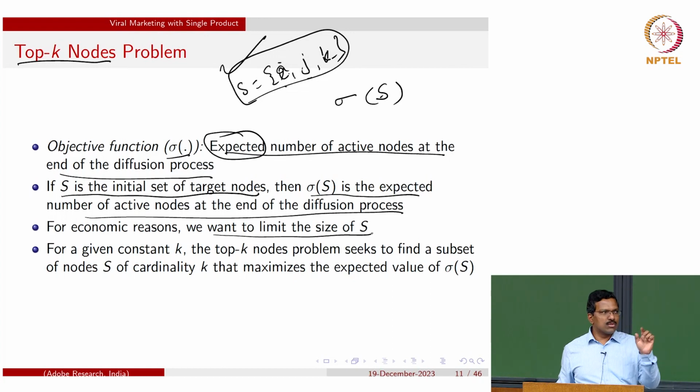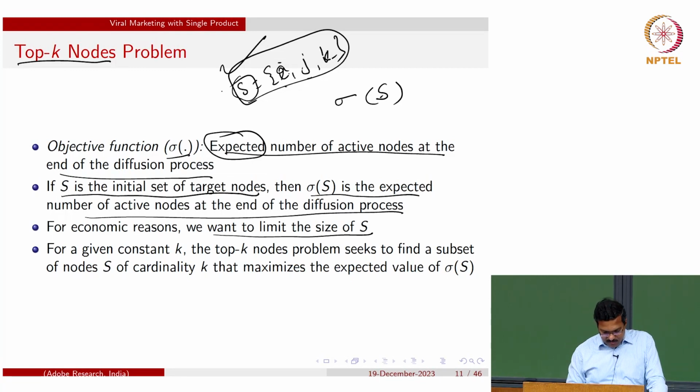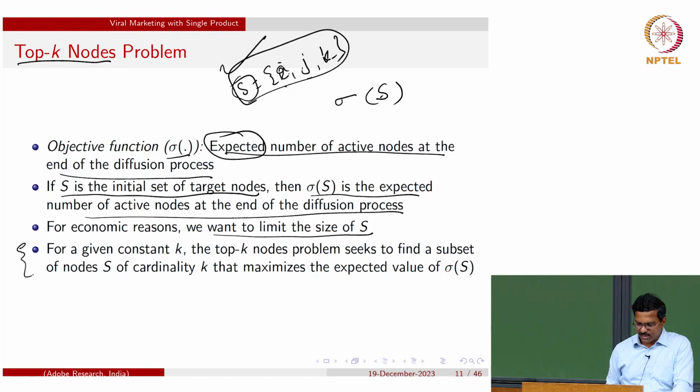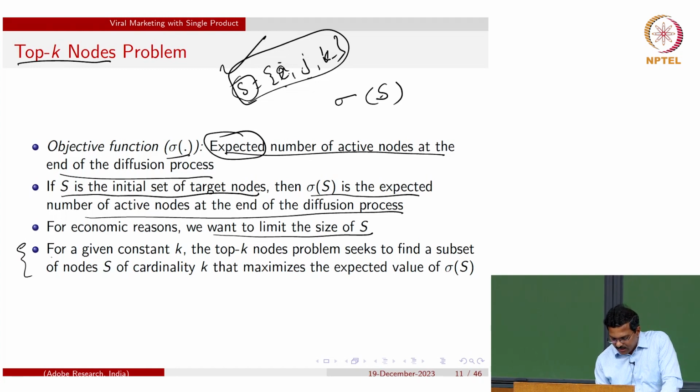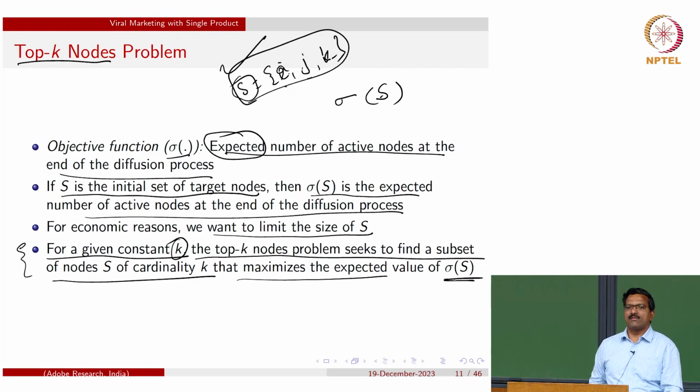So how can I choose those 4 or 5 most influential people, with the hope that if I make those 5 my S, in expectation they make as many other people active as possible? That's the thing. Now this is the most important problem statement. For a given constant K, which comes from budget constraints, the top K nodes problem seeks to find a subset of nodes of cardinality K that maximizes the expected value sigma of S.